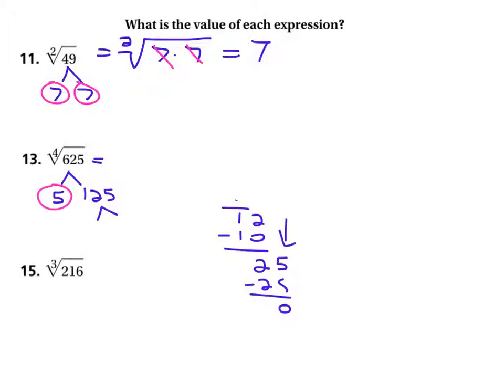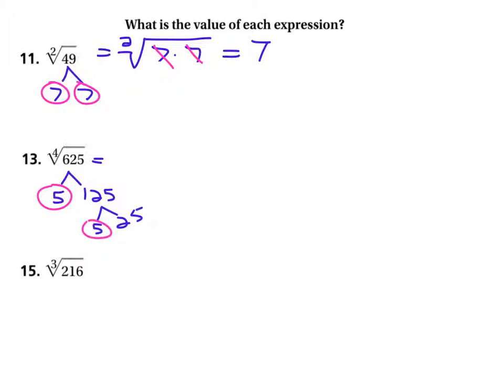Let me erase all this stuff. And you may already know that 125 is just 5 times 25. 5's prime. 25 breaks down into 5 and 5. And there you get it. So what you've got here is what they call the fourth root, because it's a 4 out there. The fourth root of 625, which breaks down to be 5 times 5 times 5 times 5.